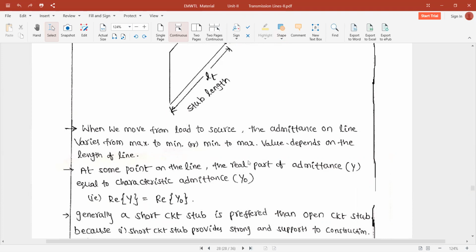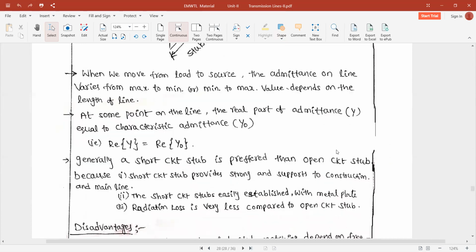Y naught. Okay, when we move from the load to the source, at some point on the line, the real part of the impedance Y is equal to the characteristic impedance. When both are not equal, mismatching occurs. When both are equal, the real part of Y is equal to the real part of the YR, sorry, my dear students, here it is YR. The real part of the YR is equal to the real part of the Y naught.